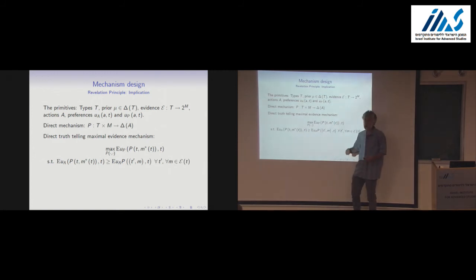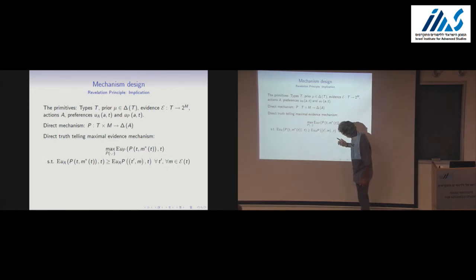What could the agent do instead? He could lie about his type, and he could send some other message, some other piece of evidence. So for any possible other lie about his type, and any other piece of evidence he sends, it has to be that his expected utility is greater. This is his actual type. This is the type he reports. This is the evidence he sends.